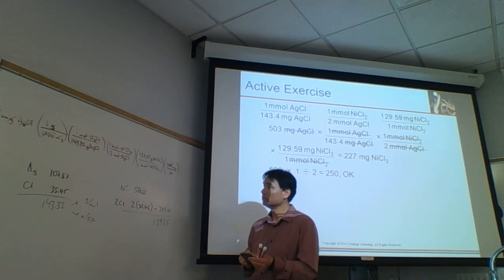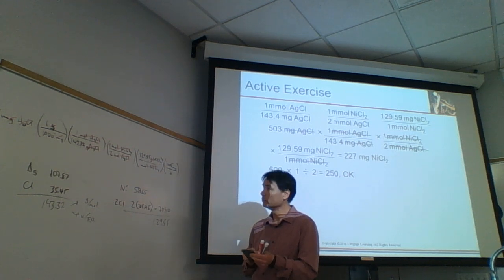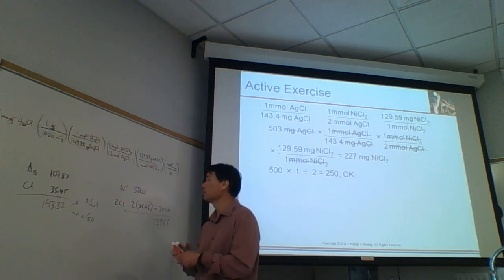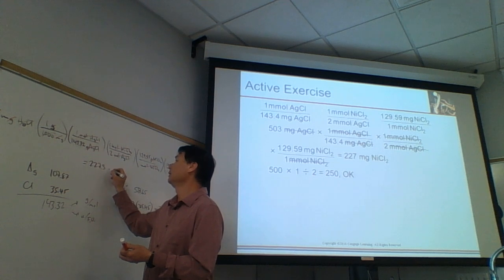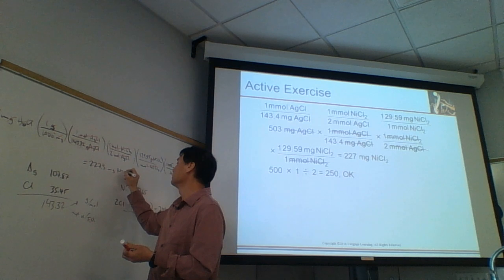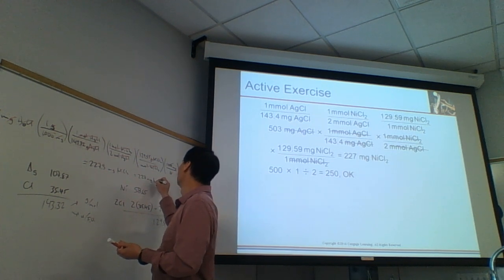And so this is going to be 503 divided by 143.32 divided by 2, times 129.55. That gives 227.33, so 227.3. I'm allowed only 3 sig figs, so I'll just carry this. Milligrams of nickel(II) chloride required: 227 milligrams.